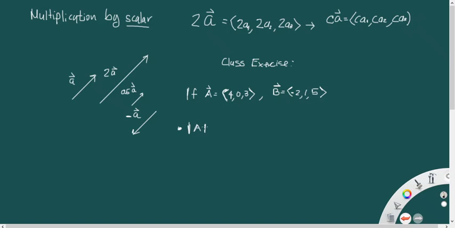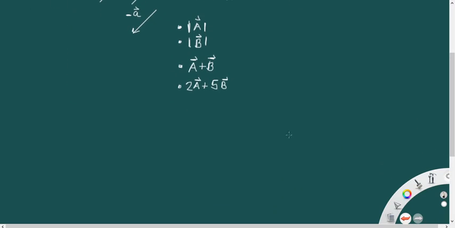Okay, and let's calculate first the modulus. Let's calculate the length of A. Let's calculate the length of the modulus for B. Let's do the addition A plus B, and let's do an exercise here: 2 times vector A plus 5 times vector B. So let's apply what we have learned.